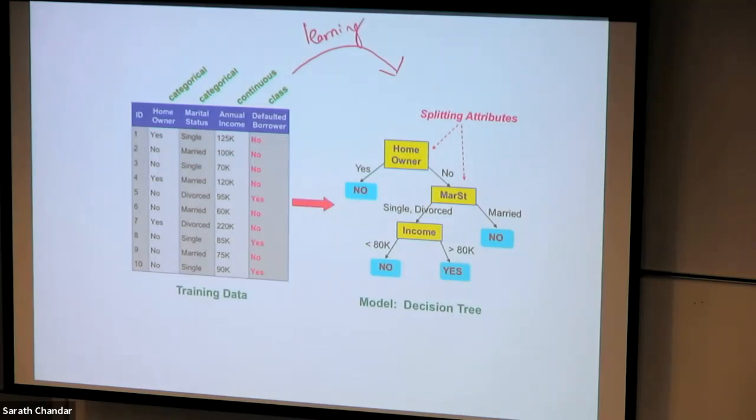Now, of course, the most interesting question for this course is how do I learn this tree? Any ideas? Given this data set, what are the possible ways in which I can construct this tree? So how do I decide that I should first check homeowner? Or why did I decide that I should first check homeowner? Yeah? The most important, the most correlation.